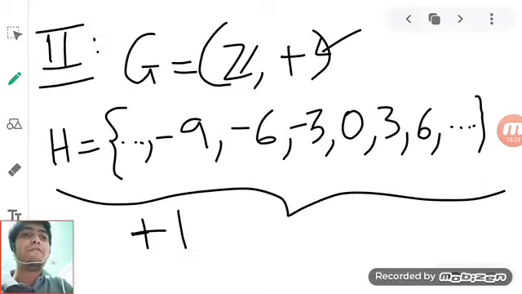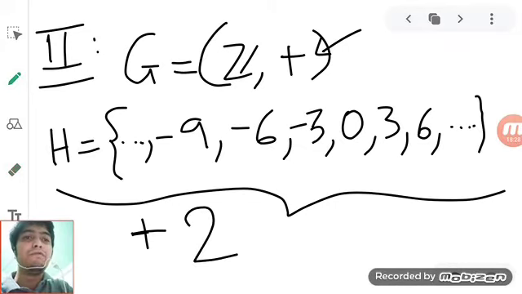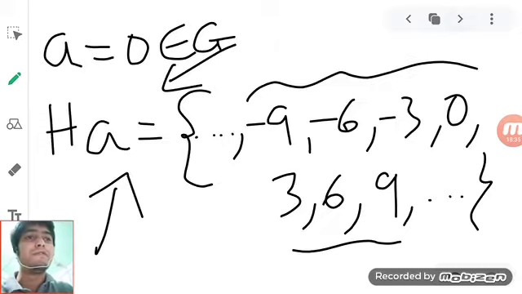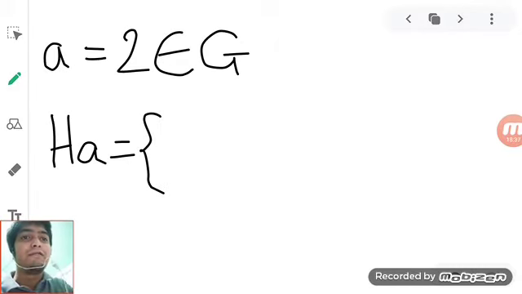So again, what will we do? We will add plus 2 to this subgroup. What will we get? Minus 9 plus 2, minus 6 plus 2. So that is how we will calculate.